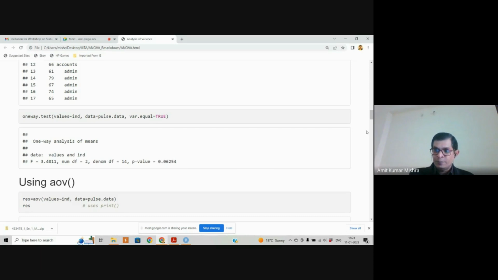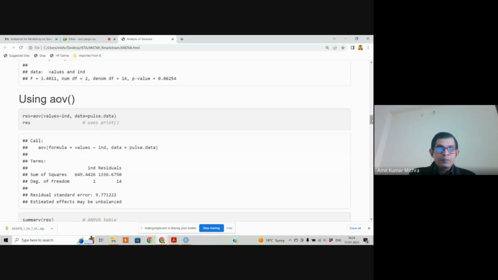Now there is a third method, the function aov, analysis of variance. In that also we write down our formulation, that means values tilde ind, and our data. Data is pulse.data. So I am performing analysis of variance on this model with this data, and putting all these things in res. Now, if you write down res, this will print the output.